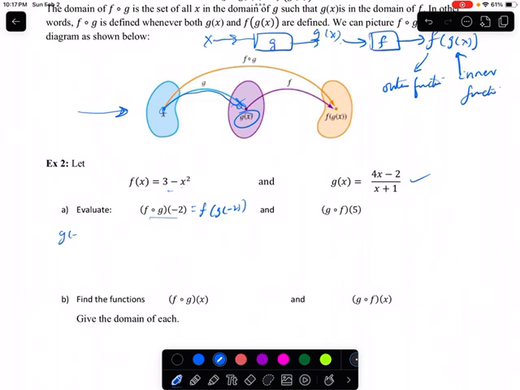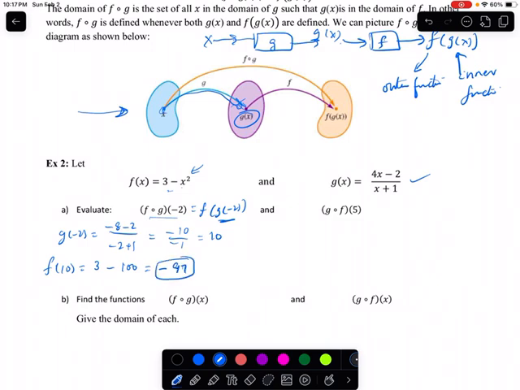So what is g of negative 2? We plug it into g, so we get negative 8 minus 2 over negative 2 plus 1. So we get negative 10 over negative 1, which is 10. So this is g of negative 2. Now I have to find f of 10, so we plug into the f function: 3 minus 10 squared, which is 100. So the answer will be negative 97.